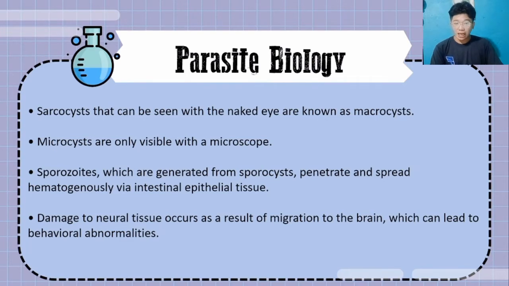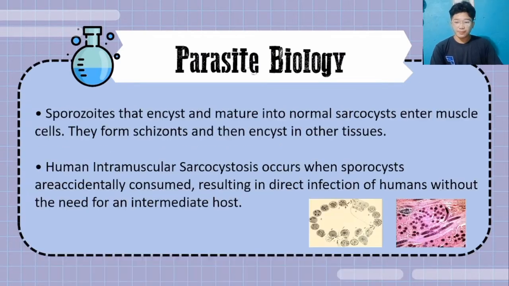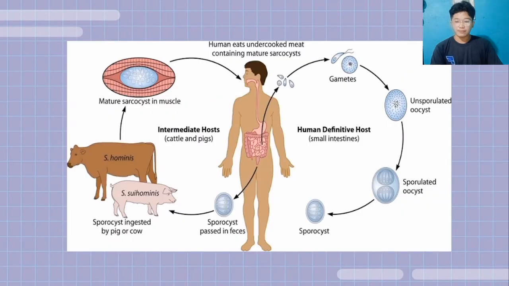Sarcocysts that can be seen with the naked eye are known as macrocysts. Microcysts are only visible with a microscope. So this is the life cycle of Sarcocystis hominis.